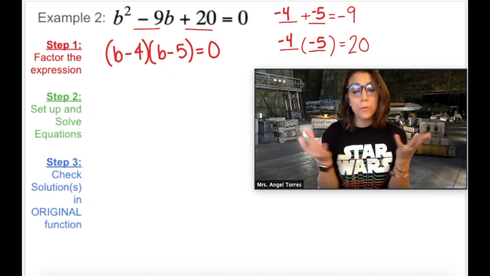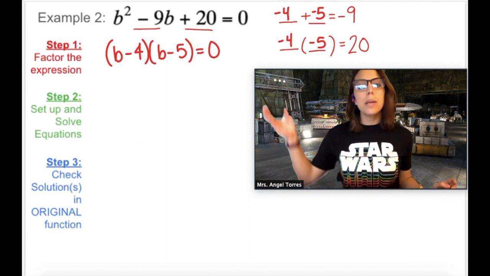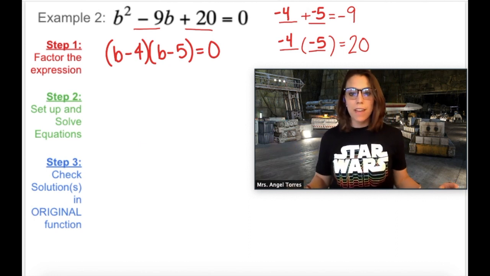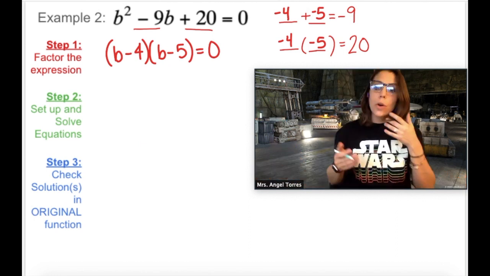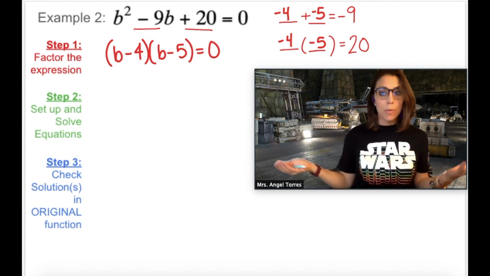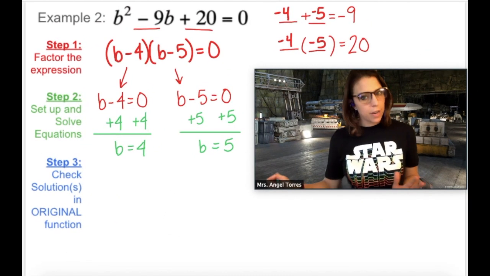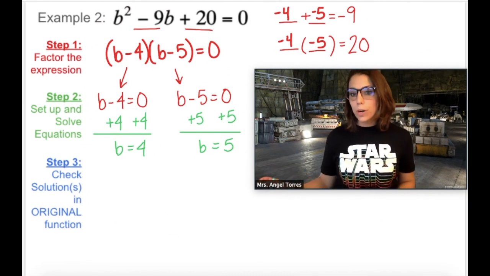Great work. So hopefully you would have ended up with -4 and -5, meaning b minus 4 times b minus 5 equals 0. What did we just do? We took a quadratic out of standard form and put it into intercept form. So now we can use our zero product property. So after solving, or frankly just looking at it, I ended up with 4 and 5.